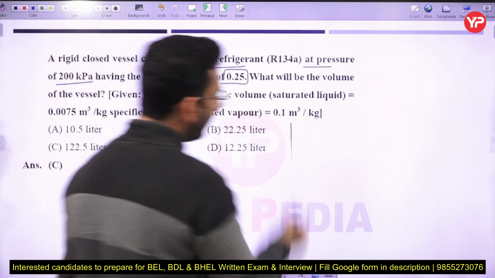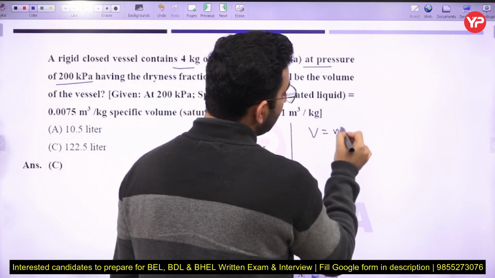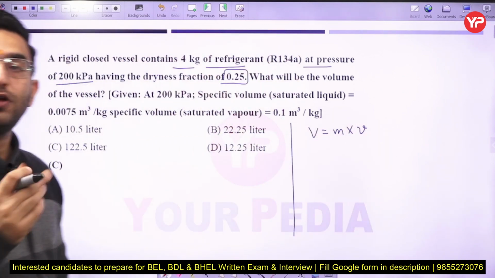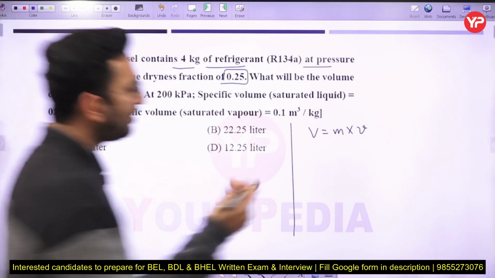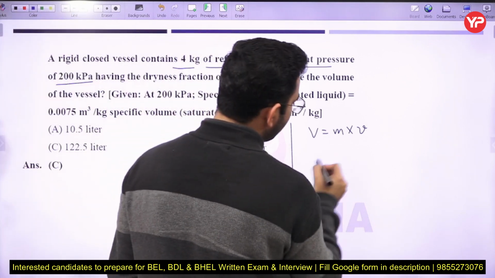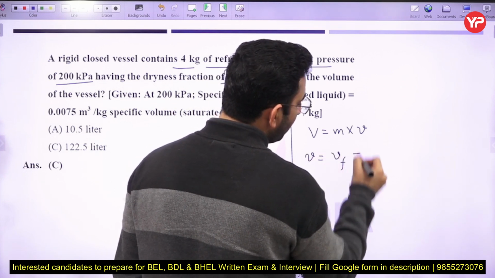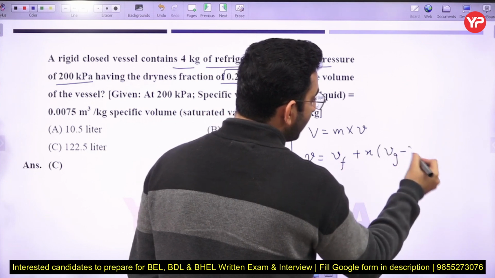So we can say the total volume can simply be written as the mass multiplied by the specific volume. And how do you calculate the value of the specific volume for the wet mixture? That is a simple relation. So we can say V is going to be equal to Vf plus dryness fraction multiplied by Vg minus Vf.